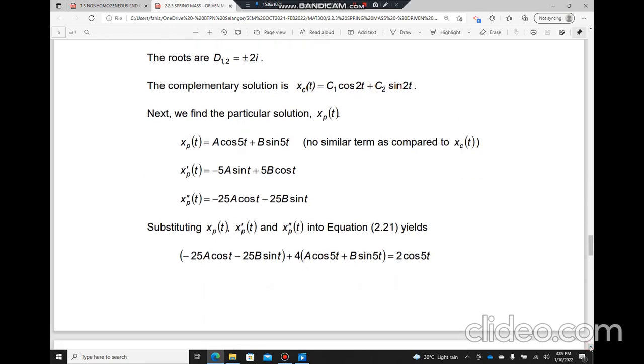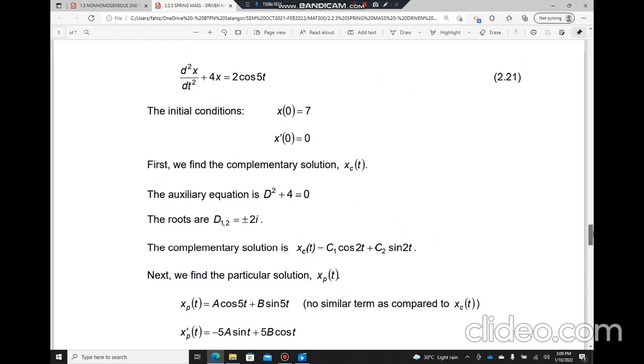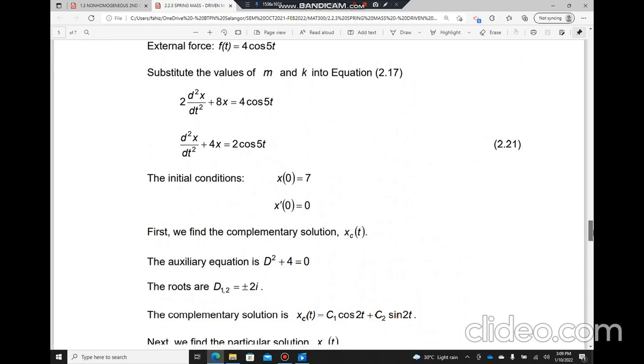Next we find the particular solution xp. Since the function is sin, we take the particular solution A cos 5t plus B sin 5t. Find x prime and x double prime, and then substitute into equation 2.21, the original equation we got here.